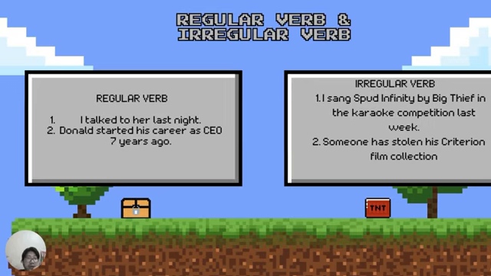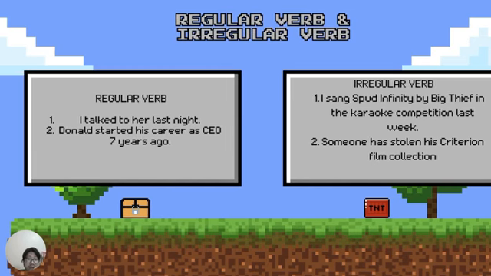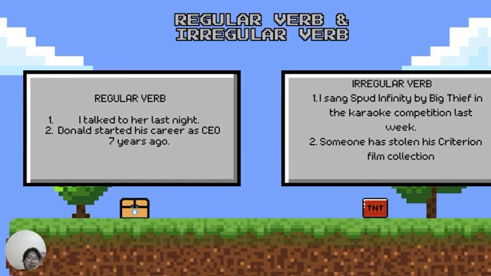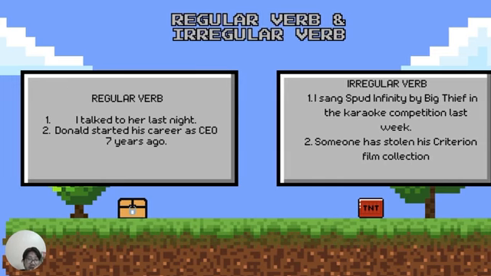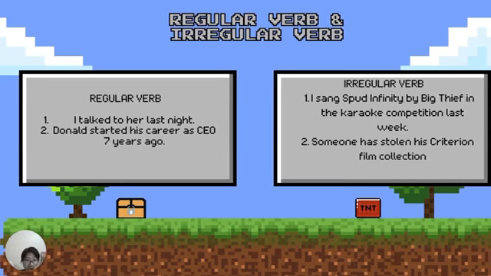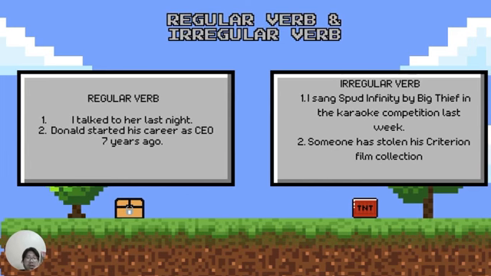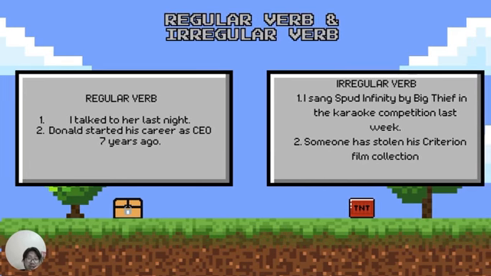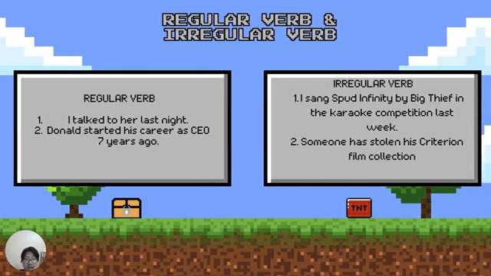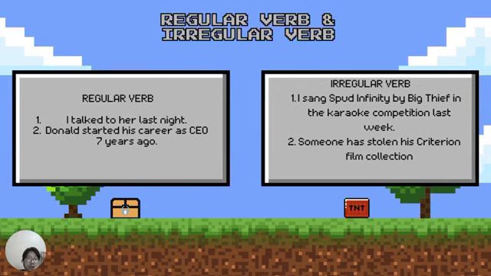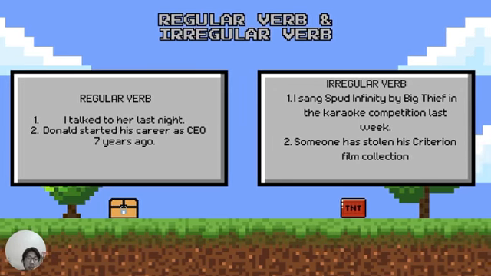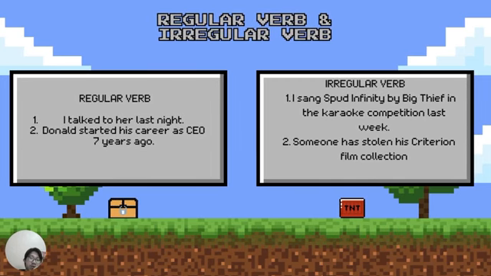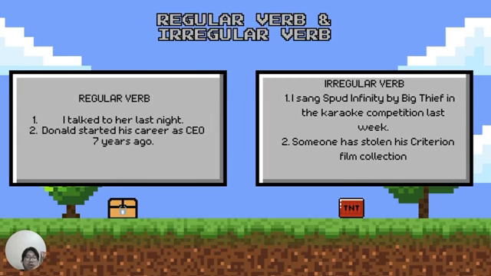Then we have irregular verb. I sang Spot Infinity by Big Thief in the karaoke competition last night. The present tense for sang is sing. So totally a different word. Second, someone has stolen his Criterion film collection. The present tense for stolen is steal. So basically a new word for the irregular verb form of steal: stolen.